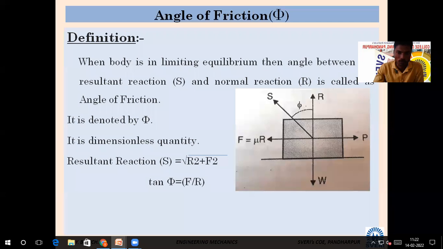What is this? The angle between what? The angle between the resultant reaction and the normal reaction. We indicate the normal reaction by R and the resultant reaction by S. This angle is denoted by phi. It is a dimensionless quantity. The resultant reaction S is equal to the square root of R square plus F square.